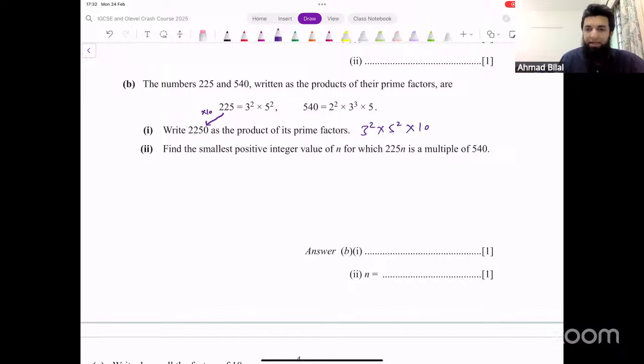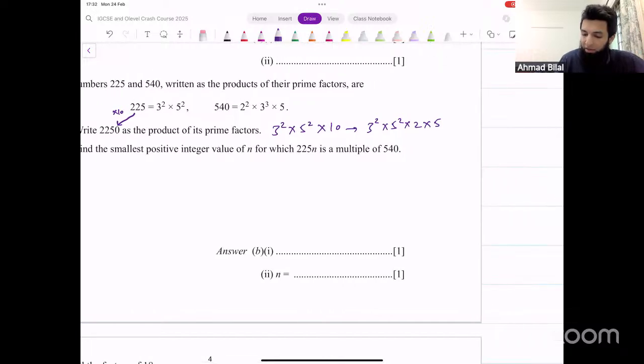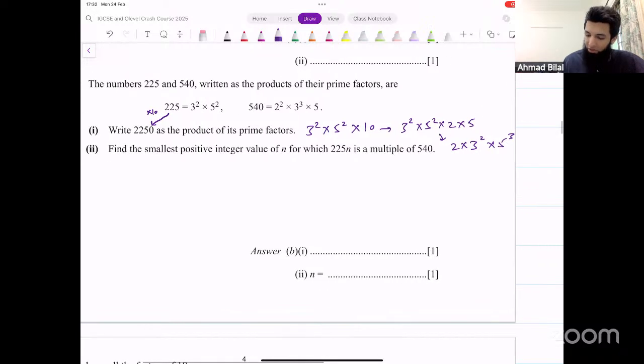Okay, but 10 is not a prime number, so we have to break that down. How do you break 10 down? That's 2 and 5, right? So it becomes 3 squared into 5 squared into 2 into 5. Now write that properly. And that will give you 2 into 3 squared and then 5 squared into 5. That becomes 5 cube. So this should be 2 times 3 squared times 5 cube.